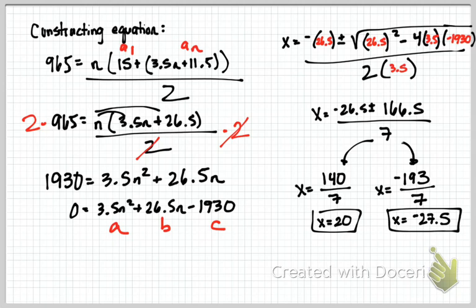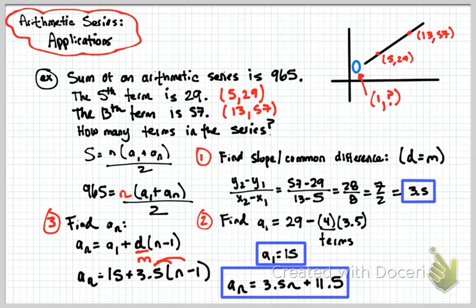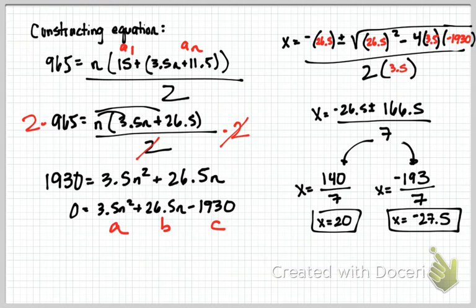Yeah, so what in the world are we solving for? If we go back to our original problem, how many terms, right? What's the only answer that makes sense? 20 terms. We can't have negative and we can't have half a term, right? So your answer is 20 terms.